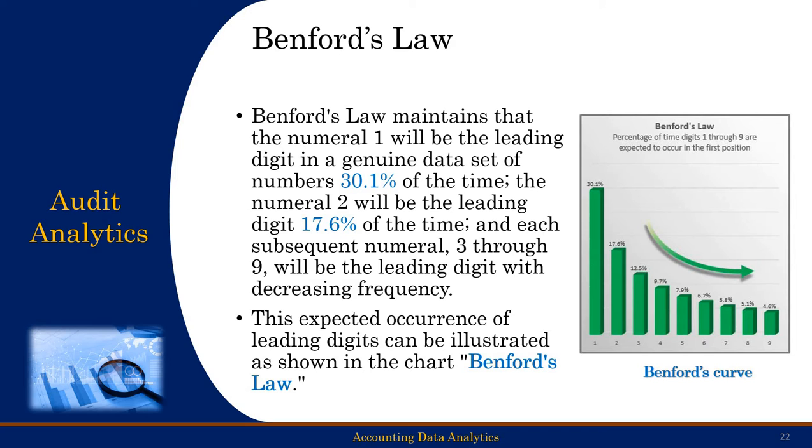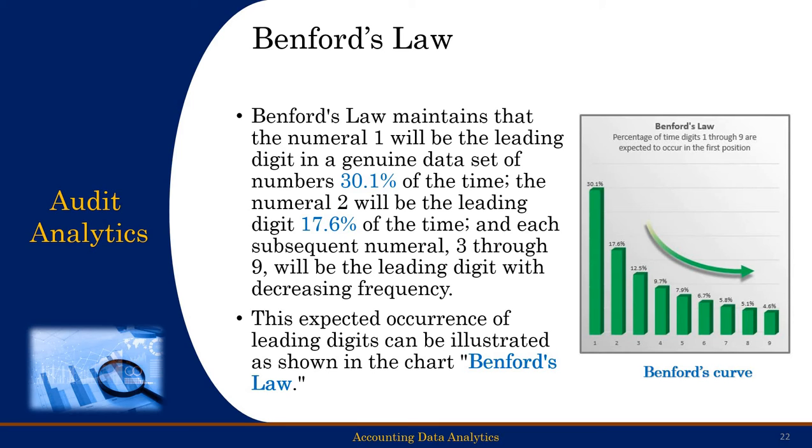So Benford's law maintains that the number one will be the leading digit in a genuine data set almost 30% of the times, and the number two will be the leading digit 17.6% of the times, and all the other numbers, 3 through 9, will be the leading digit with a decreasing frequency. These expected occurrences of leading digits can be illustrated as shown in the slide, Benford's law.